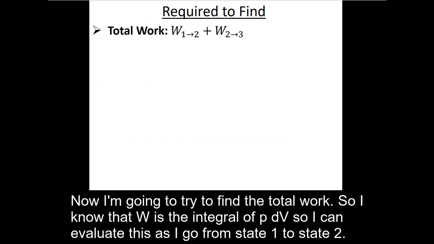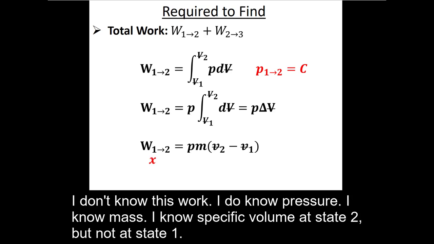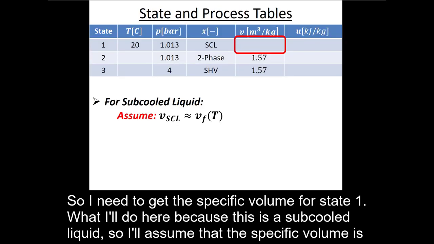Now I'm going to try to find the total work. So I know that work is the integral of PdV, so I can evaluate this as I go from state 1 to state 2, where I have a constant pressure. So I just get P times delta V, or pressure times mass times the change in specific volume. I don't know this work. I do know pressure. I know mass. I know specific volume at state 2, but not at state 1. So I need to get the specific volume for state 1.